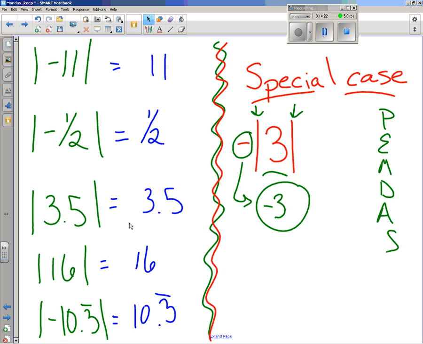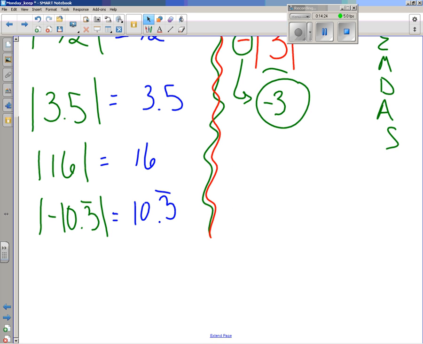Some really mean teachers will take it even a step further and write this down too, because you might see this on a test also. Watch what I'm going to do. The negative absolute value of the negative absolute value of negative 1. Oh, that's mean, Mrs. Ott, and confusing.